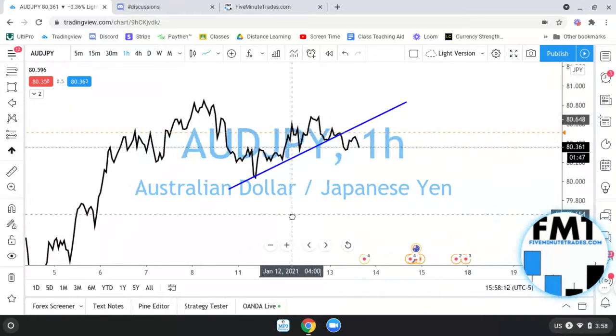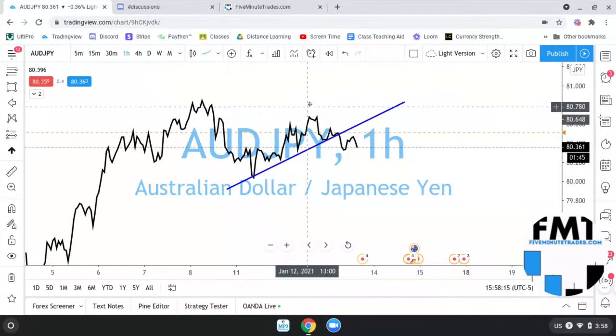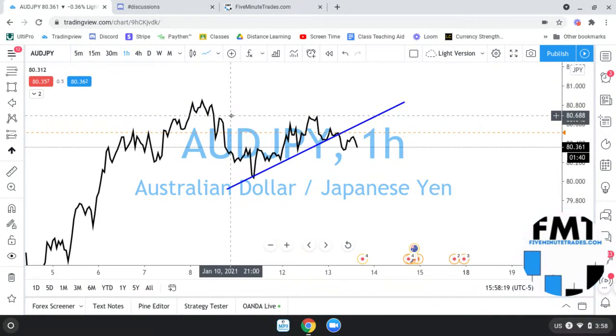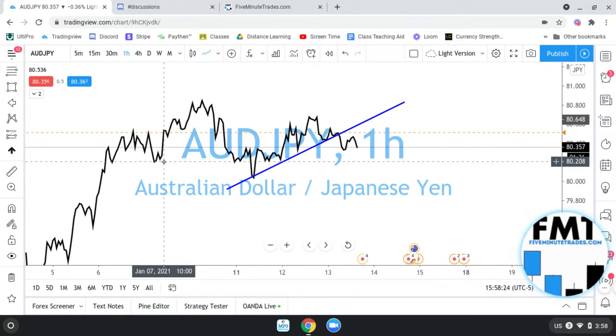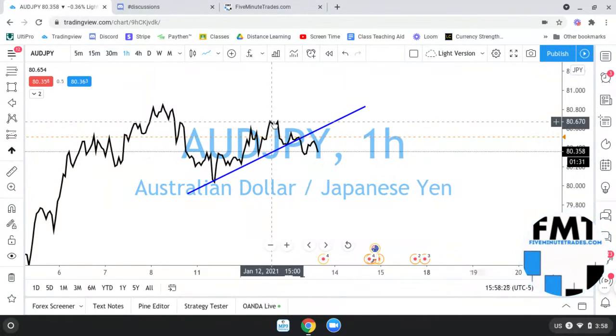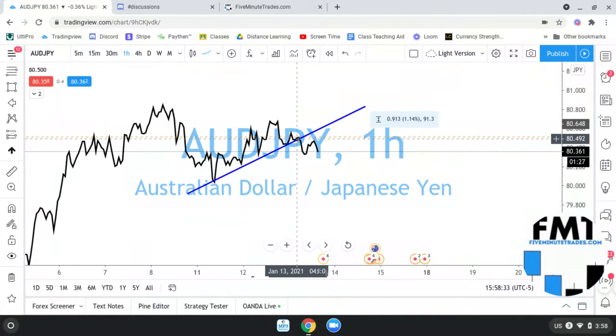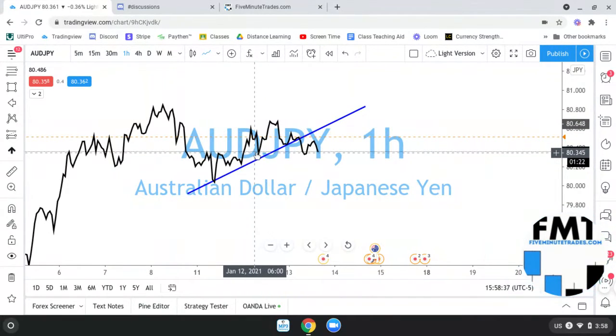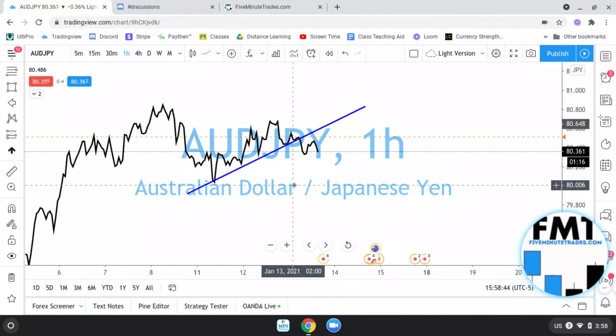But you notice here, it's starting to make lower highs, right? Because this high is lower than that high. And this low is lower than that one. And also you notice that this high, rather, is lower than that one. And this low is about the same or lower. But this is how you find the good sniper entries.